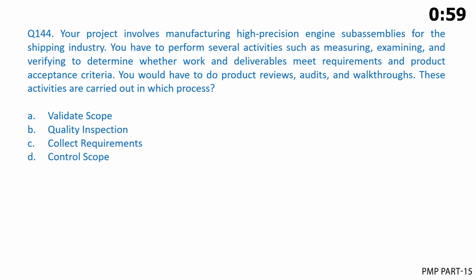Your project involves manufacturing high-precision engine subassemblies for the shipping industry. You have to perform several activities such as measuring, examining, and verifying to determine whether work and deliverables meet requirements and product acceptance criteria. You would have to do product reviews, audits, and walkthroughs. These activities are carried out in which process? A. Validate scope. B. Quality inspection. C. Collect requirements. D. Control scope.